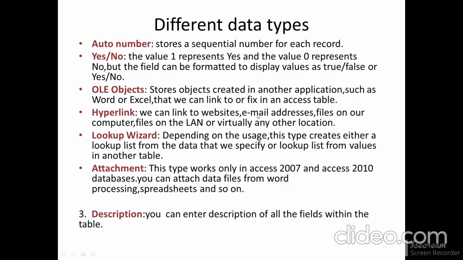We can link to websites, email addresses, files on our computer, files on a LAN, or any other location. Lookup wizard: depending upon the usage, this type creates either a lookup list from the data that we specify or a lookup list from values in another table. Attachment: this type works only in Access 2010 and later databases. You can attach data files from word processing, spreadsheets and so on.